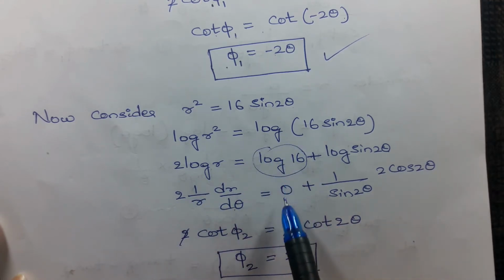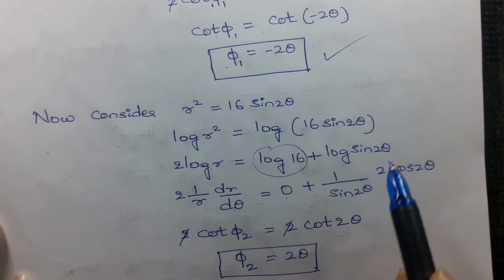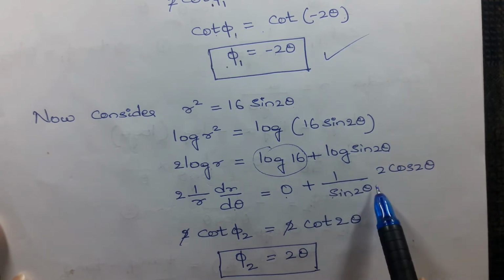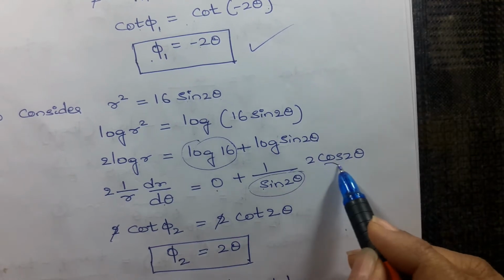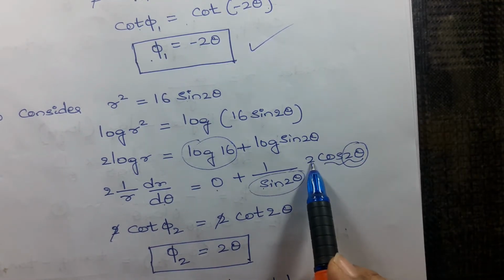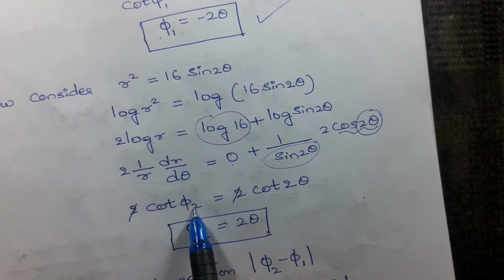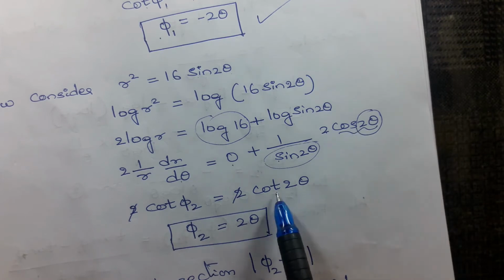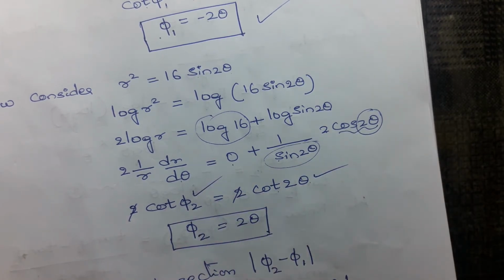Log of 16 is a constant, so the differentiation is 0. Log of sin 2 theta differentiates to 1 by sin 2 theta, and sin 2 theta differentiated again gives cos 2 theta. 2 theta differentiated gives 2. So cot phi 2, let me call it, is equal to cot 2 theta. Therefore phi 2 is equal to 2 theta.